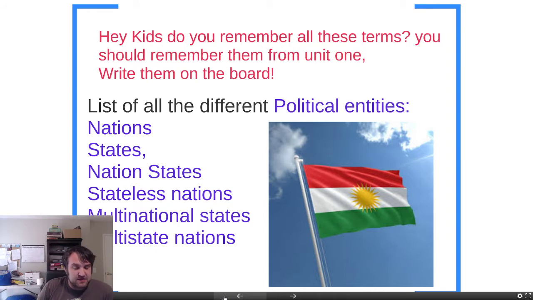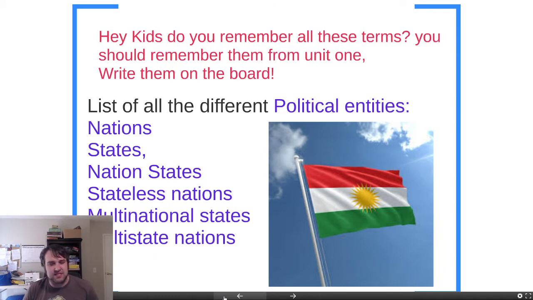All right, and then the opposite of that is stateless nations. These are groups of people that do not have a country to call their own. The biggest example of these people in the world is the Kurds. The Kurds would just love to have their own country in the Middle East, but they don't have one, and it kind of sucks for them.